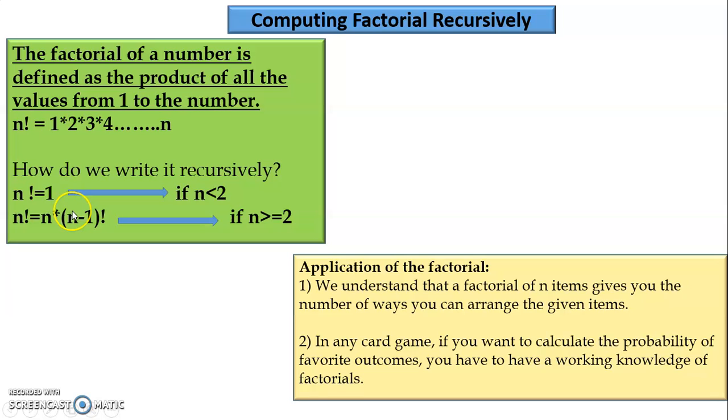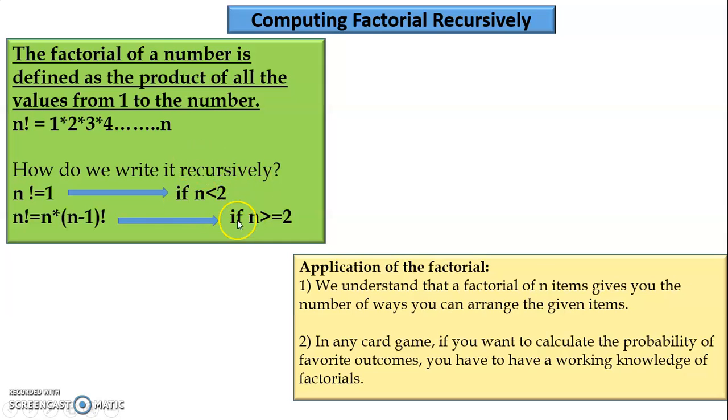Agree with me? So tell me one application of factorial. Why should we study this computation, factorial, in programming? One is in card games. It's very useful. See, the factorial of a number of items gives you the number of ways you can arrange the given items. So where is it exactly used? Let's take any card game. If you want to calculate the probability of favorable outcomes, you have to know the working of factorials. Yes, this is one application.